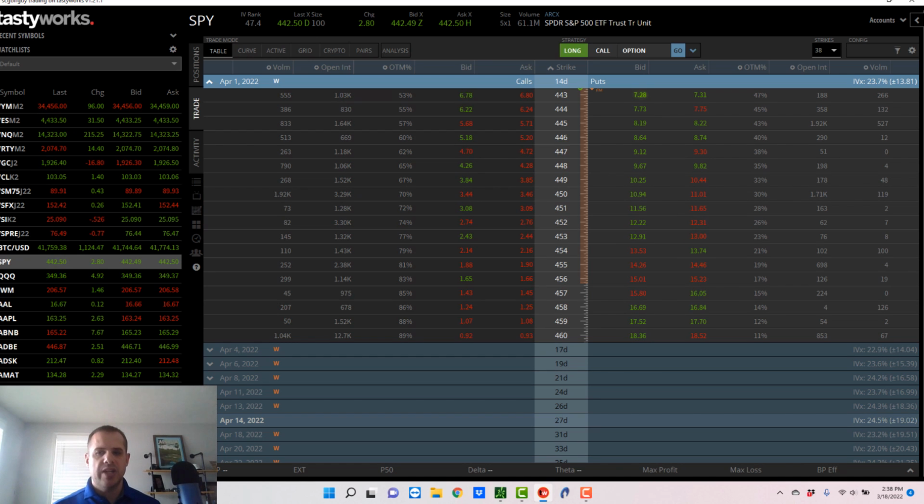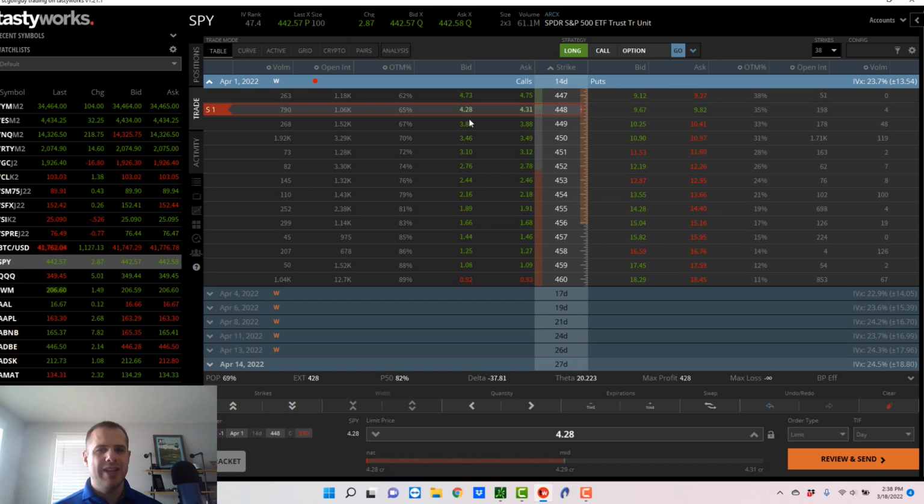My starting point, anytime that I come over to the trade page and I'm looking to sell a credit spread, I want to go to the option that has around a 65% chance of closing out of the money. You can see that 65% number right there. It's the 448 call. I'm going to left click on the 448 call.